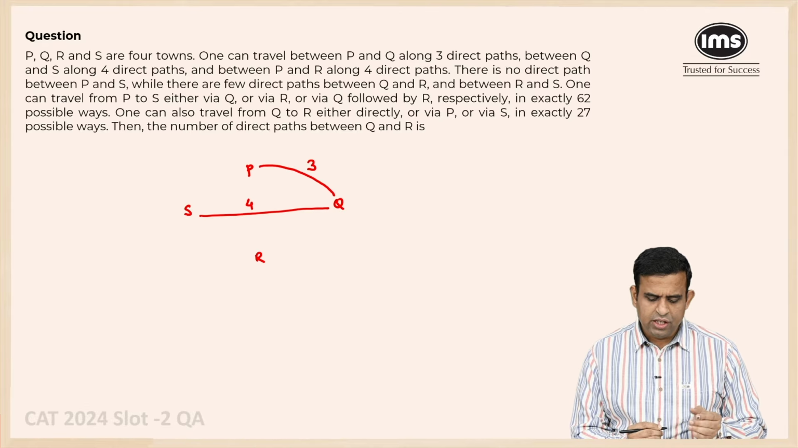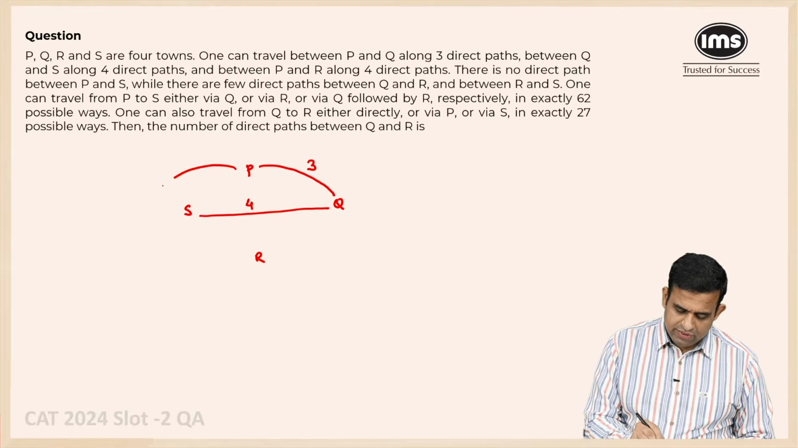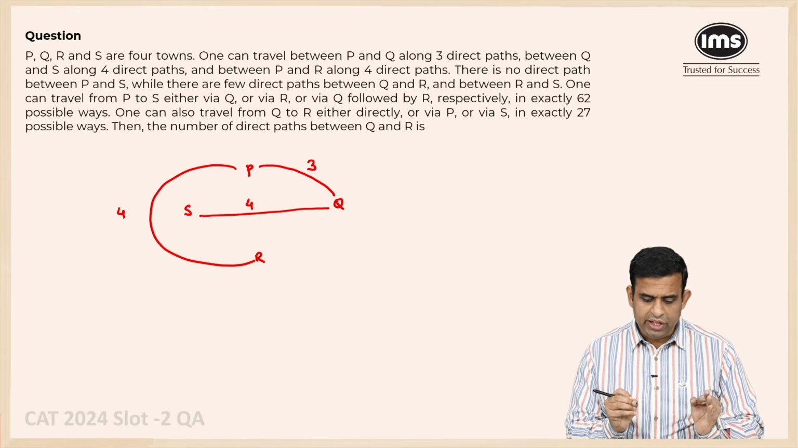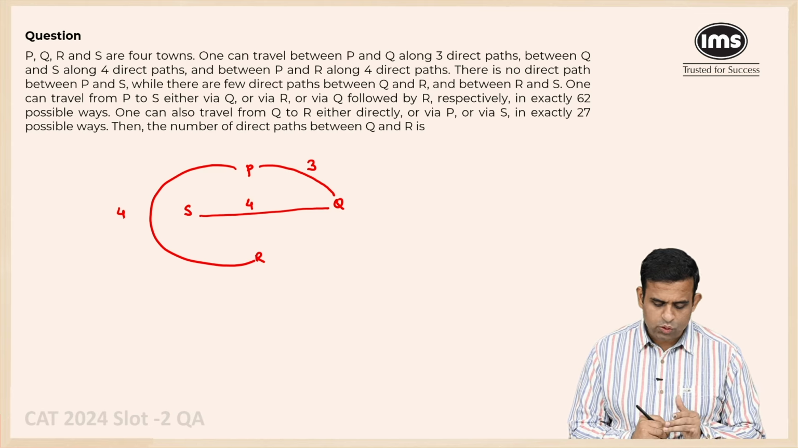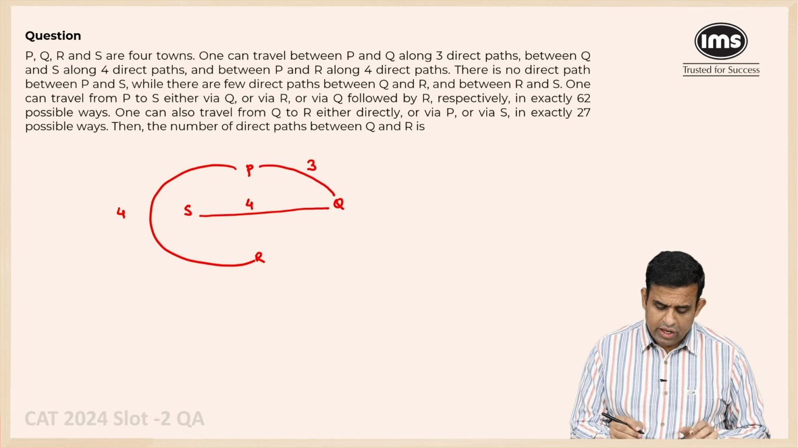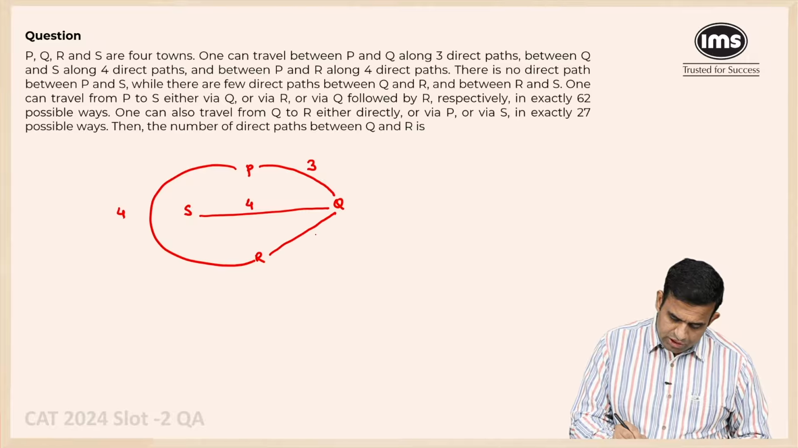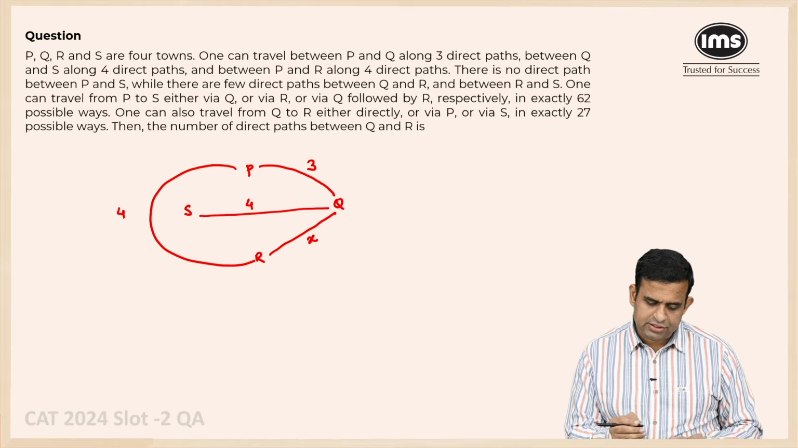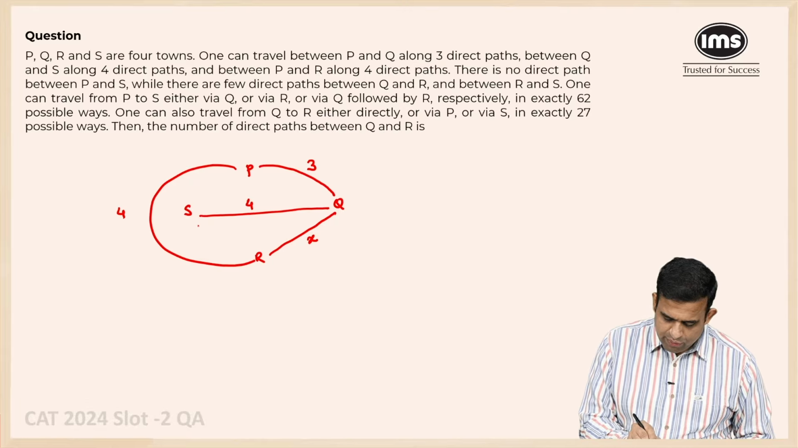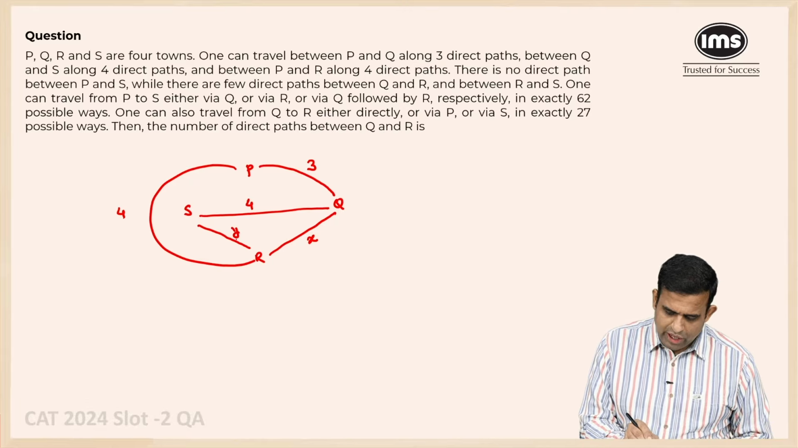4 in number, between P and R, let's say, which are 4 in number, no direct path between P and S, and we have a few direct paths between Q and R. Suppose I call it X, and between R and S, which I will call Y.